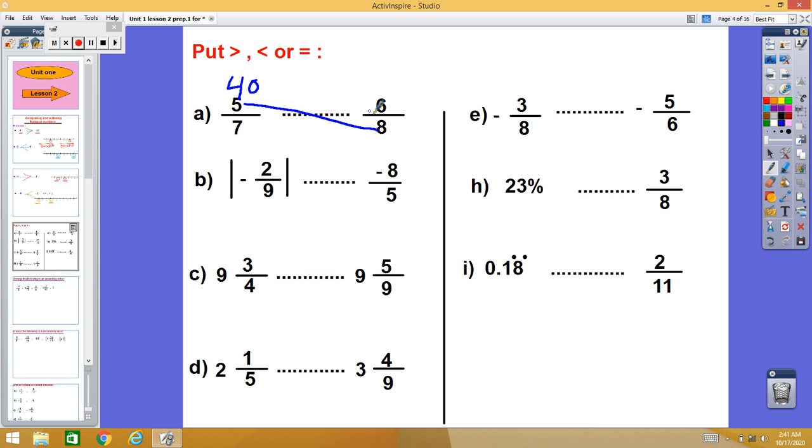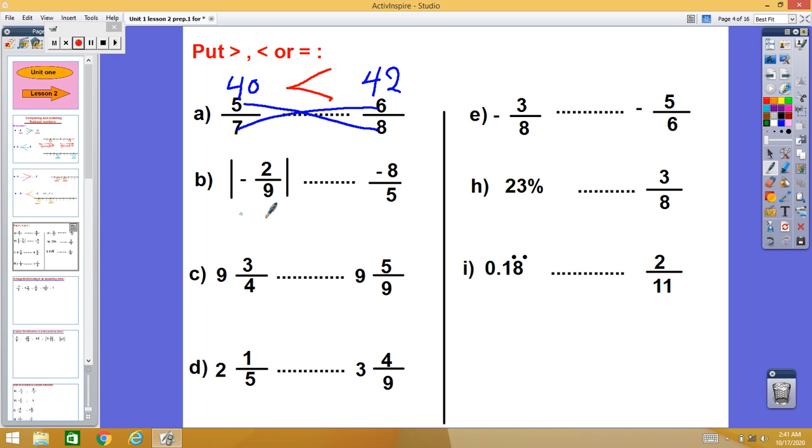The second one, we will multiply 6 by 7. It will be equal to 42. Then write the answer up. Now we have 40 compared to 42. So for sure 42 is greater than 40. The second example, if we have absolute negative 2 over 9 and negative 8 over 5.